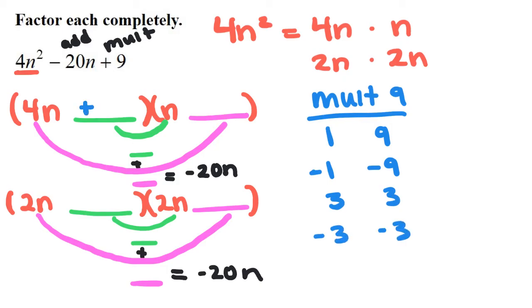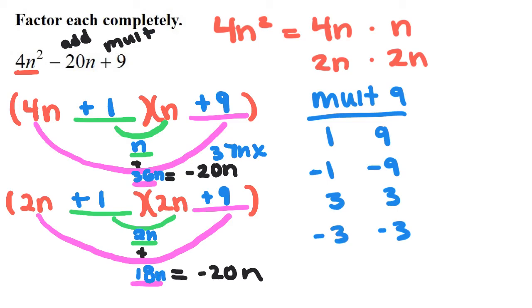So if I fill in plus 1 plus 9, 1 times n gives me a value of n, and 4n times 9 is 36n, and n plus 36n is 37n, which does not work. If I fill in the plus 1 and plus 9 to the second set, 1 times 2n gives me a value of 2n, and 2n times 9 gives us a value of 18n. So this is a total of 20n. Now we see that this is really similar, but not quite.